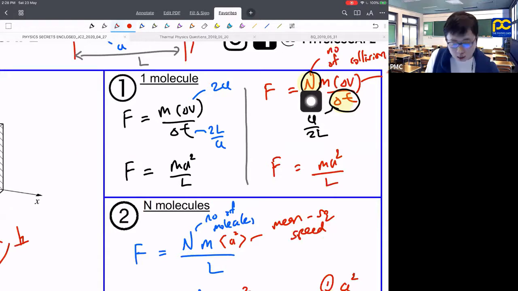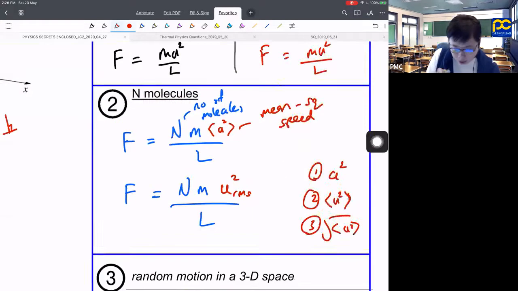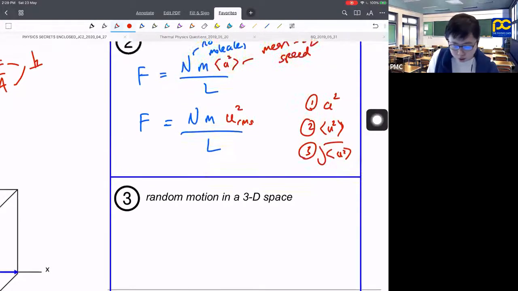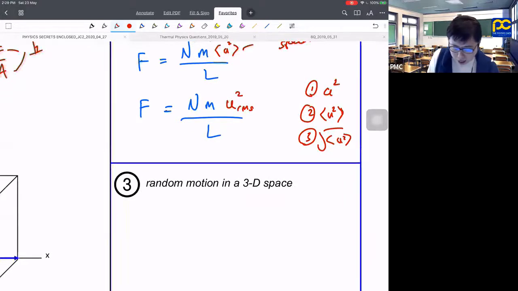But anyway, if you don't understand what I'm talking about over here on the right side, you can just ignore it. Never mind. So we are now here. Good. So that will be the force by all the molecules when they collide with the wall. Good. But then we have the third problem.